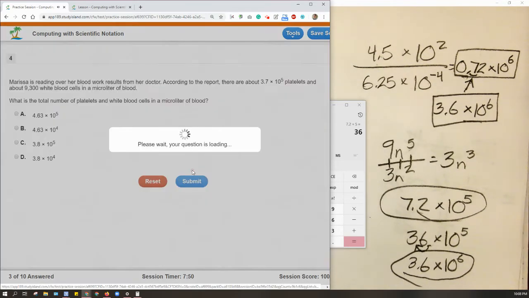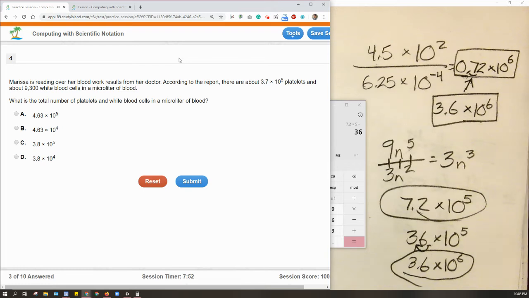All right, let's do another one. Number 4. Marissa is reading over her blood work results from her doctor. According to the report, there are about 3.7 times 10 to the fifth power platelets and about 9,300 white blood cells in a microliter of blood.